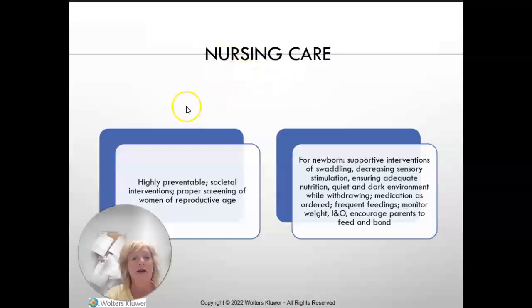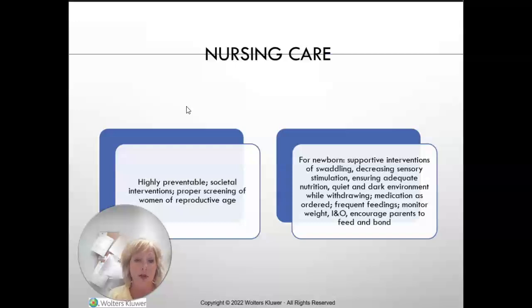So nursing care. Well, the number one thing about this is it was preventable. It should have been preventable. We could have had societal interventions, proper screening. Start talking about this early before people get pregnant. Start educating them early on so they understand the complications with it. If you look on the back of any alcoholic beverage, it tells you you should not consume this when you're pregnant. So we are giving them education, but sometimes they're just not listening.